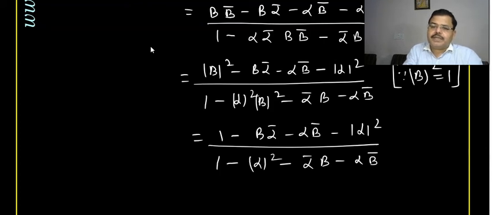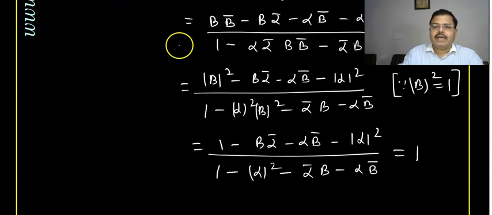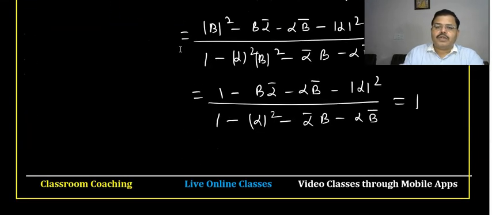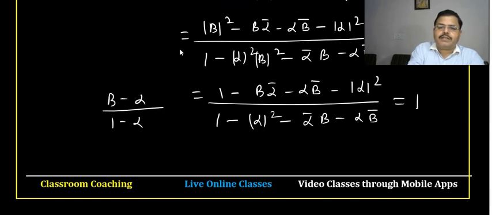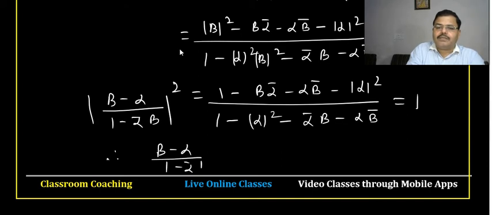These are the same expression. 1 minus mod alpha square is there, minus beta alpha conjugate is there, minus alpha beta conjugate is the same thing. That is why they cancel together and that will be equal to 1. So now, since the modulus of beta minus alpha upon 1 minus alpha conjugate beta, whole square, is equal to 1, therefore the modulus of beta minus alpha over 1 minus alpha conjugate beta must be equal to 1. That is the proof.